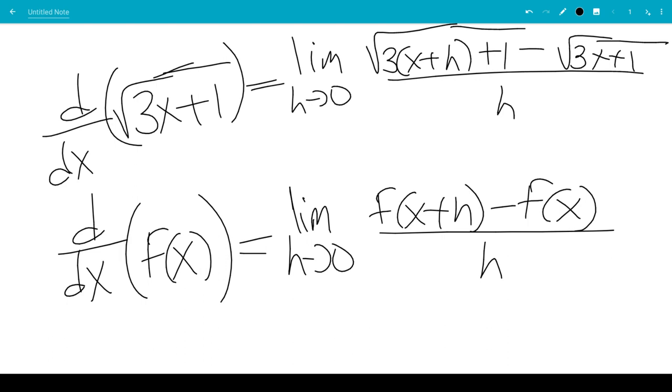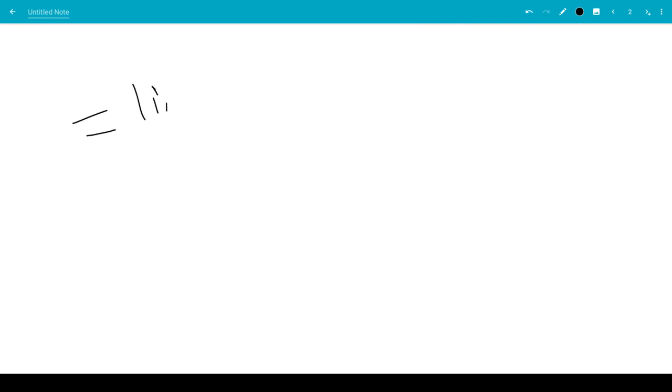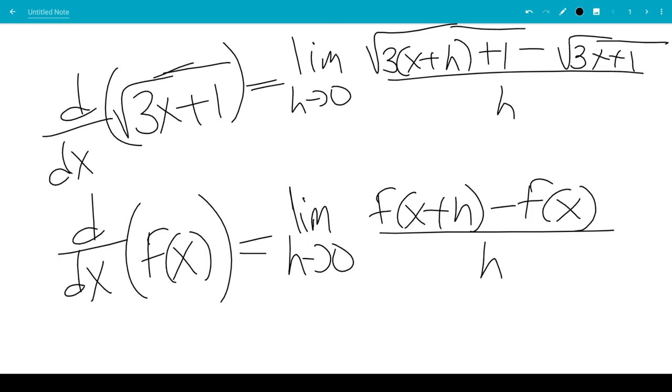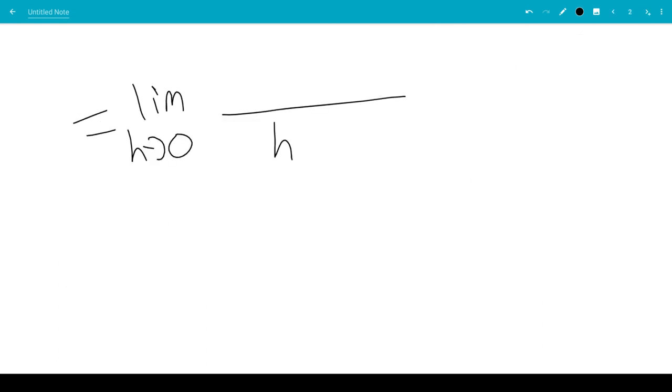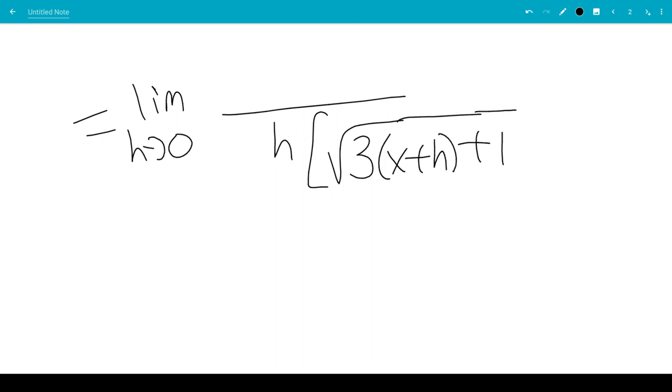To get f of x plus h, you just plug in x plus h for x. This limit will equal the limit as h goes to 0 of 1 over h. So we're going to multiply by the conjugate, which is the square root of 3 times x plus h plus 1. Instead of minus, we're going to multiply by plus, so this will be plus the square root of 3x plus 1.